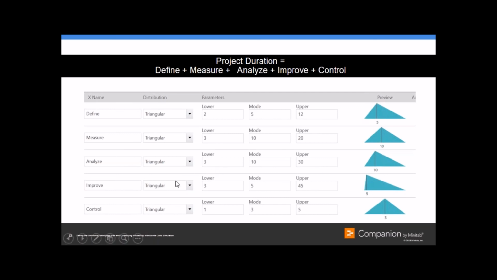You can see, for example, the improve phase. I'm going to say that the mode is it usually takes 5 days. Maybe it could be done in as little as 3, but going out to 45 is not unheard of. So you can see that triangular distribution, while still triangular, looks a lot different from the others.